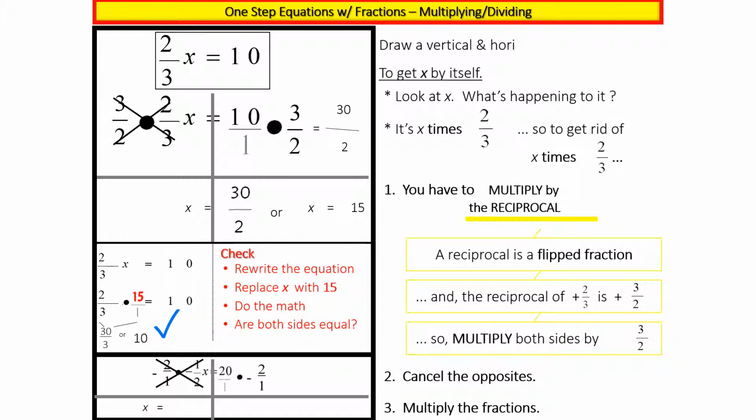And now to multiply the fractions on the right, we're going to multiply numerator times numerator, denominator times denominator, and then simplify. And the solution that we will get is that x equals negative 40.